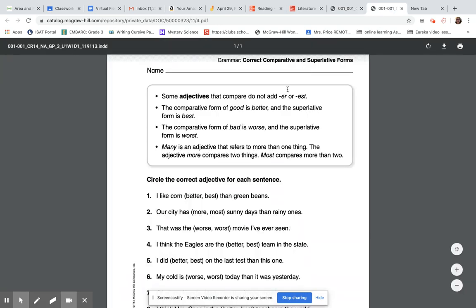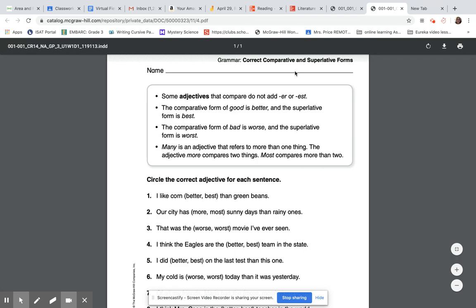Then for grammar, remember we were working on comparative words like adding ER and EST to words to compare things. You add ER if you're comparing just two things and EST if you're comparing more than two things. Those are called comparatives. So today we're going to talk about superlatives.